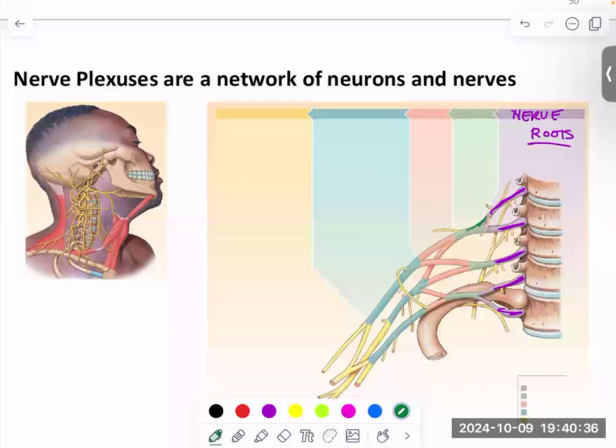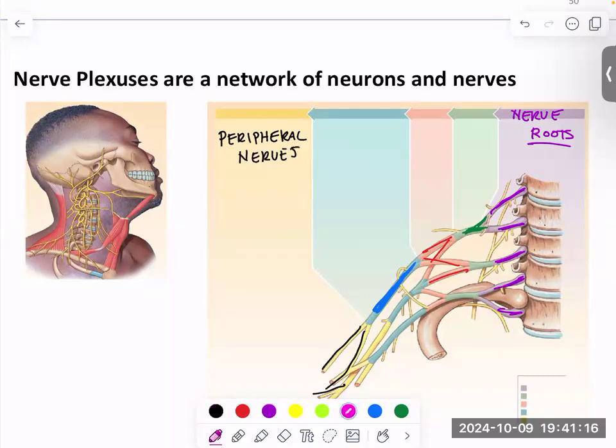The roots come together to become trunks. Then they split to become various branches. Then they come back together to become, I almost forget what these are called, rami. So they join together, they split, they join together again before they become what we know as the peripheral nerves. The nerves that go to the body.